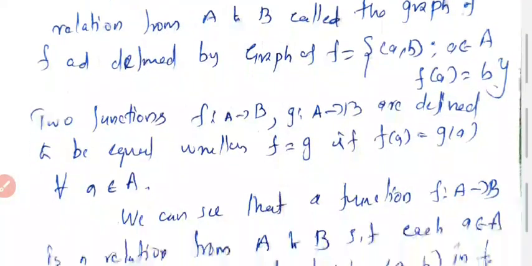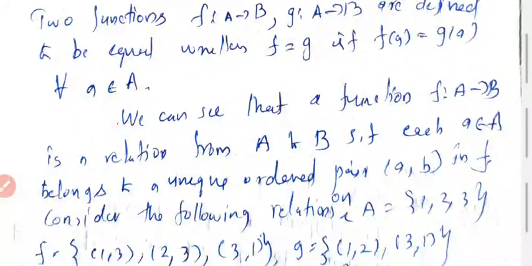So we can say that a function is again a relation from A to B such that each element a of capital A belongs to a unique ordered pair (a, b) in f. So we should not have ordered pair (a, b) and ordered pair (a, c). Then it is not a function.